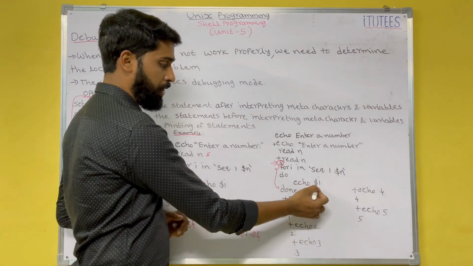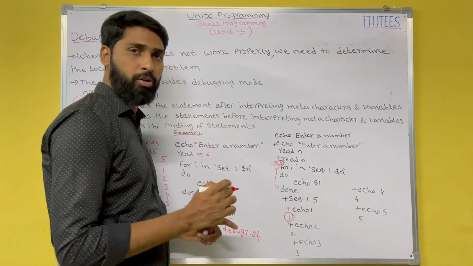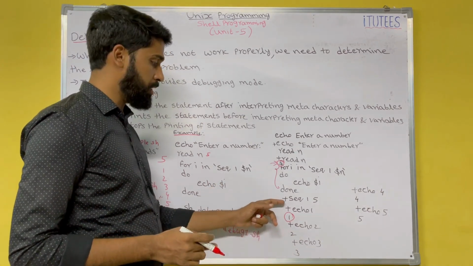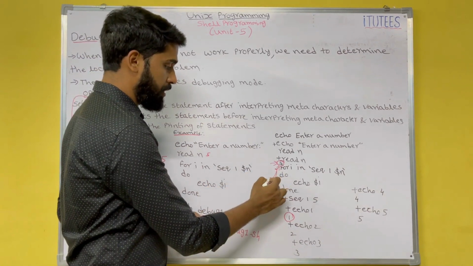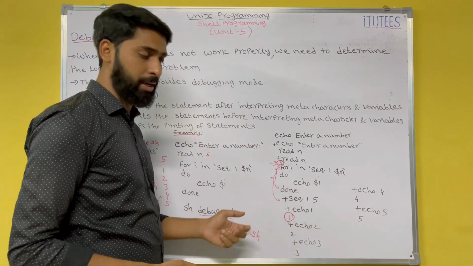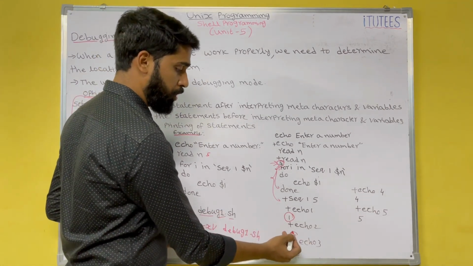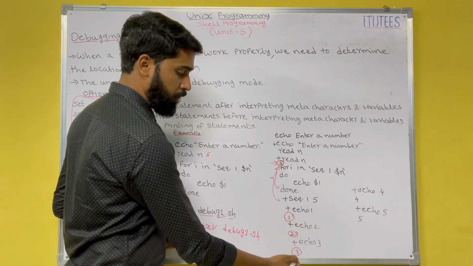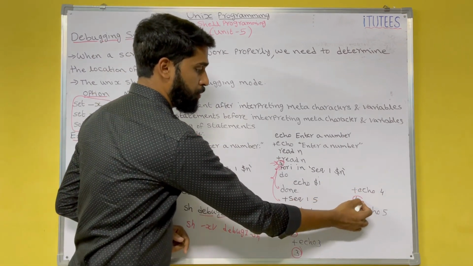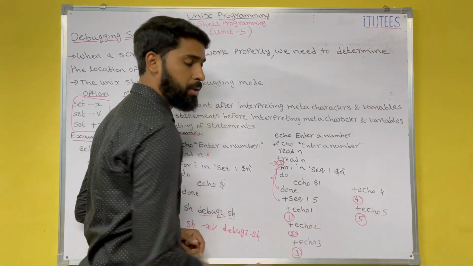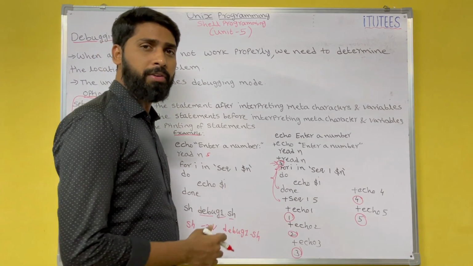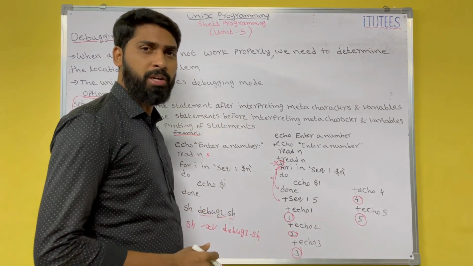Then echo 1, and it prints 1. This is the actual output. These messages we get because of debugging. Similarly, echo 2, the output is 2. Echo 3, the output is 3. Echo 4, the output is 4. Echo 5, the output is 5. So this is one way you can debug your script.